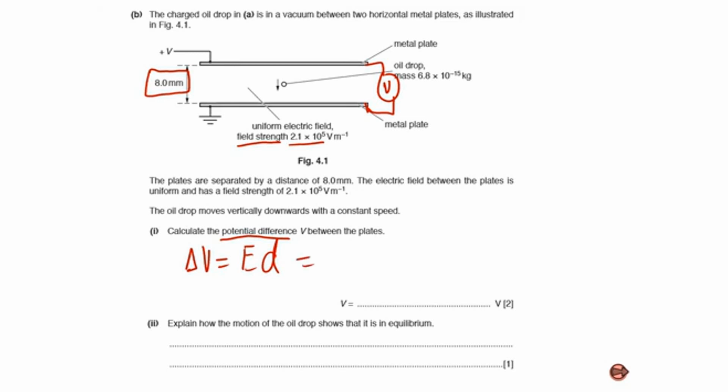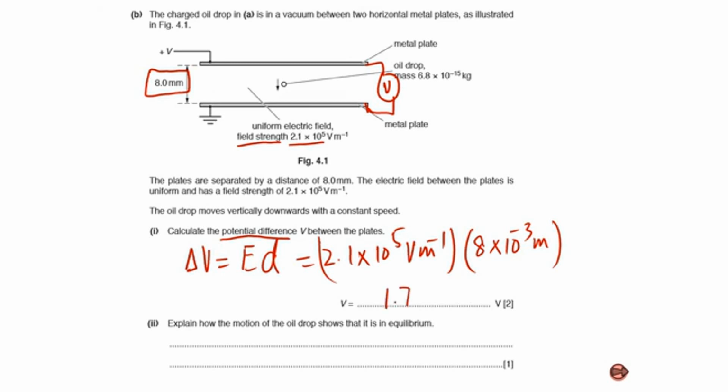You can see in this case the electric field is given to us, that is equal to 2.1 times 10 to 5 volts per meter. Also we need to be careful with units. The distance or separation between plates is given, and that is not in SI units. So we need to convert into SI units here. Now if we just multiply these two, we will get the value of potential difference between the plates. If we simply multiply, we will get 1.7 times 10 to 3 volts.